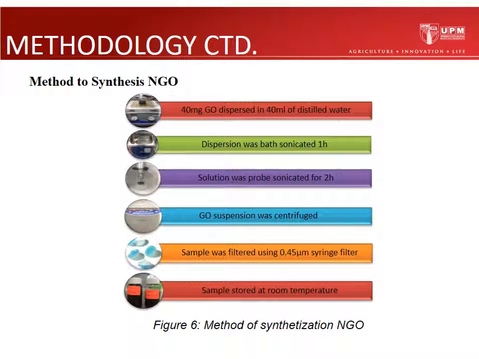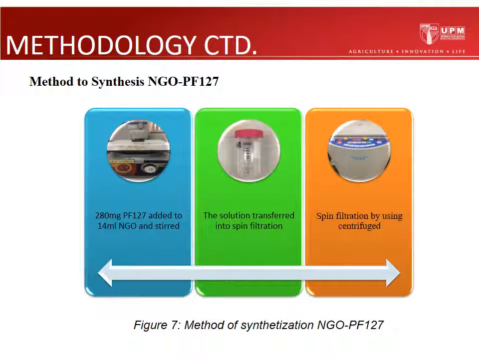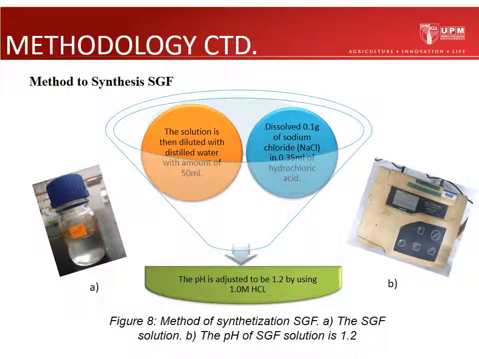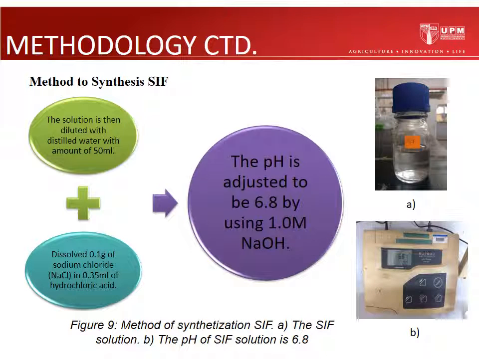Next, these are the methods for synthesis of NGO. Then we synthesize NGO with PF127 using this method. Now this is the method to synthesize SGF. For this, the pH needs to be controlled until it reaches 1.2. Next, for the SIF, the pH needs to be controlled until it reaches 6.8.